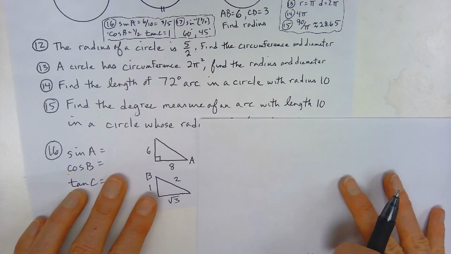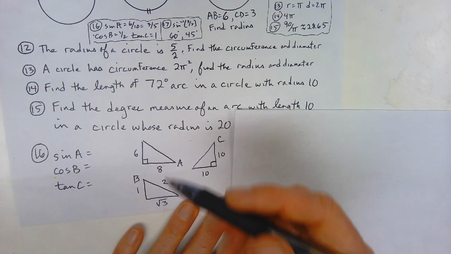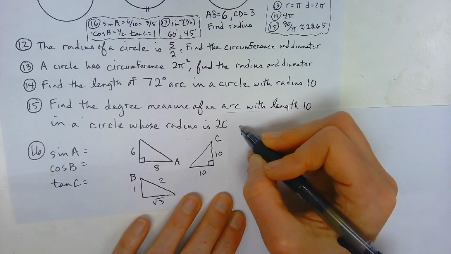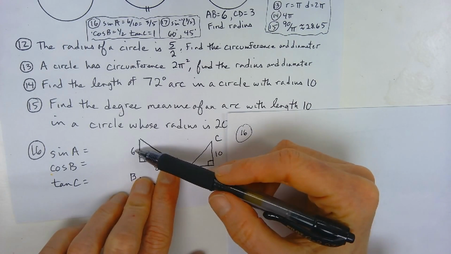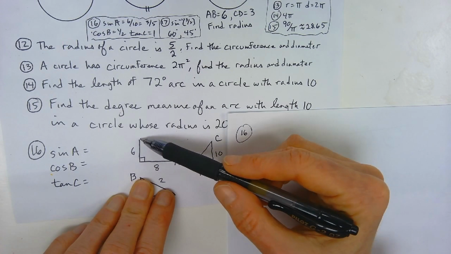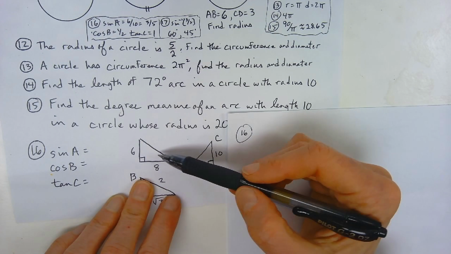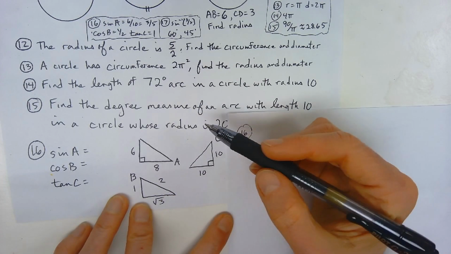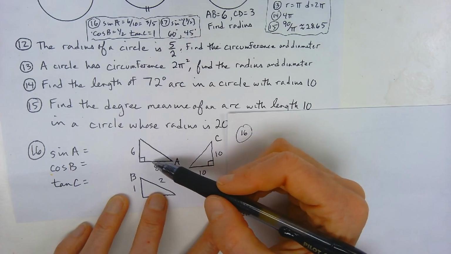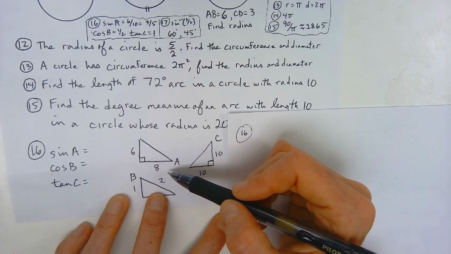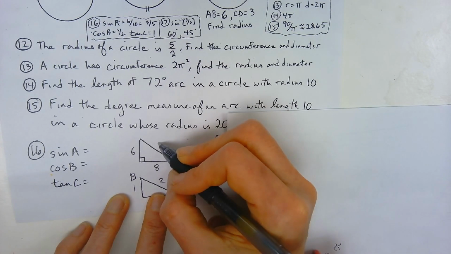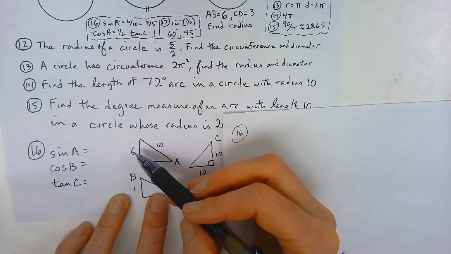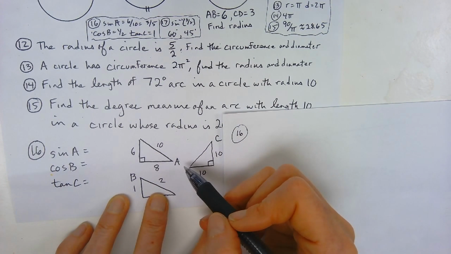Number 16. It doesn't say here, but what I would like to have is the ratios. So for 16, the sine of A is opposite over hypotenuse. We have to find the hypotenuse, however. So we can use the Pythagorean theorem to find the hypotenuse. The hypotenuse is 6 squared plus 8 squared, square rooted, and it's 10. This is the Pythagorean triple. It's a multiple of the 3, 4, 5 Pythagorean triple.